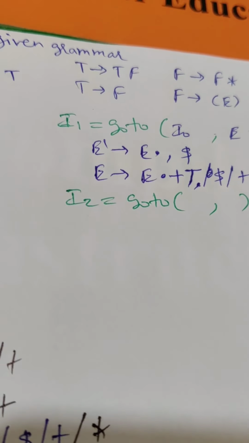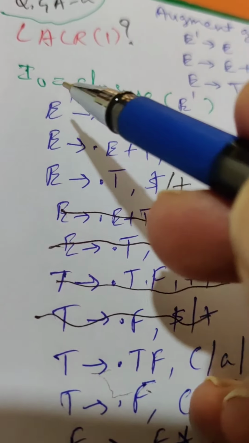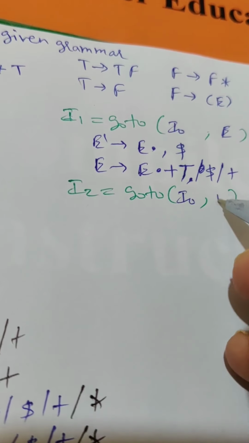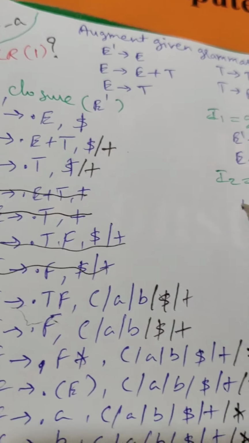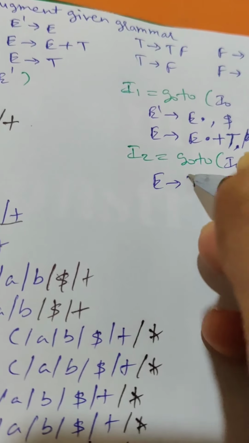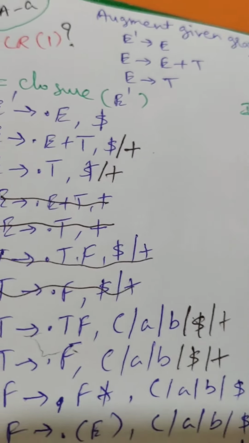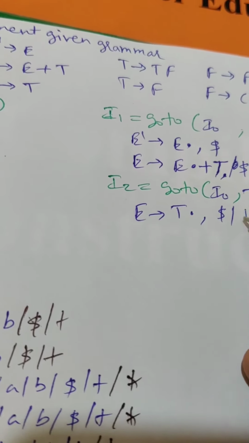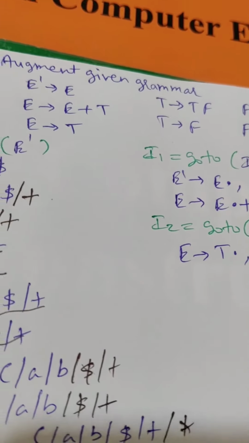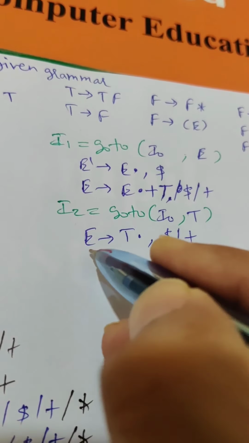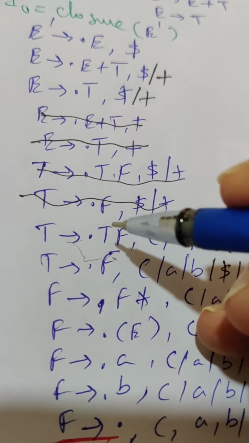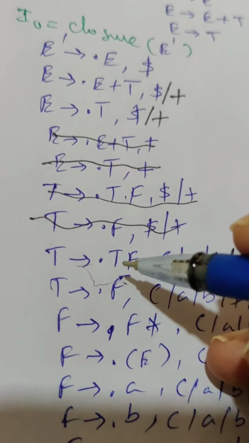Now the next item is goto of I naught comma T. So here for I naught comma T, that's going to be E goes to T dot, a finish rule, and then the lookahead is dollar or plus. Okay, that's the finish rule, so let's highlight it. Now do we have any other T here? Yes, we have got one more T here in I naught, so let's take this as well.